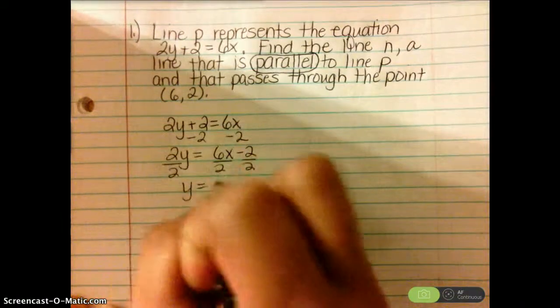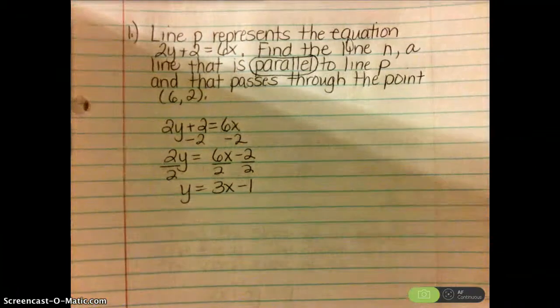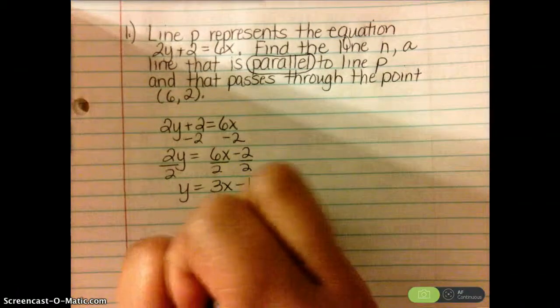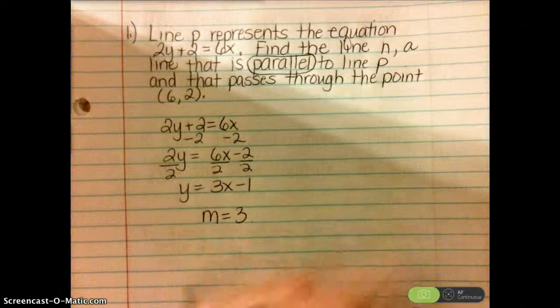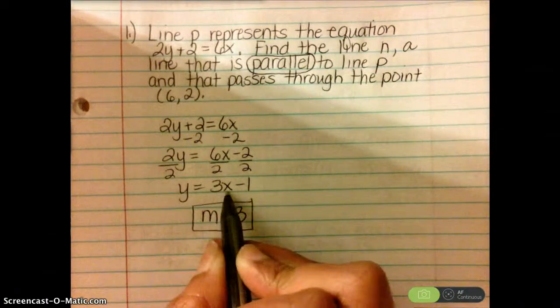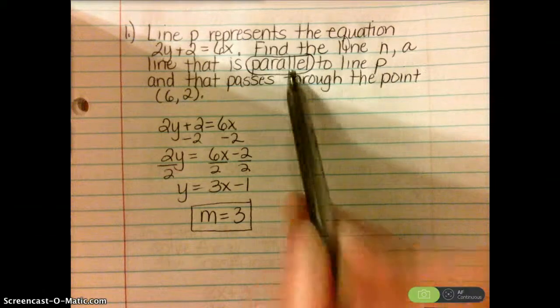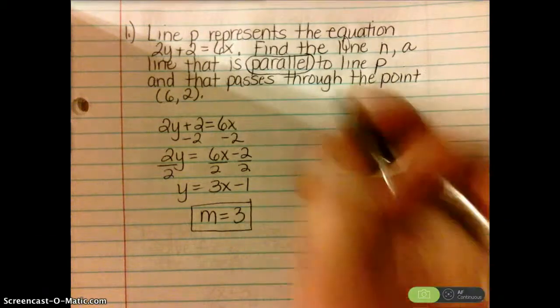And y equals 3x minus 1. So for this equation, your slope is going to be 3. We know that the slope is 3 because 3 is the coefficient of x. Since the problem asks for a parallel equation, we're going to keep the slope as m equals 3.